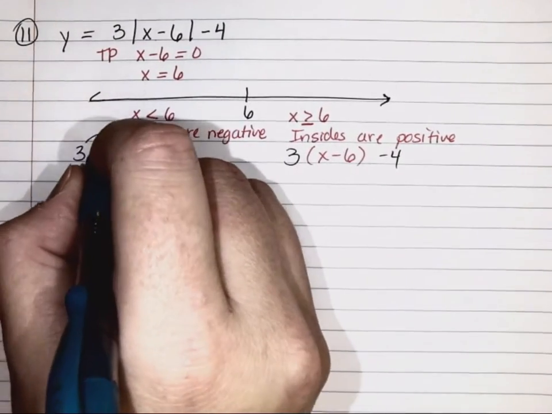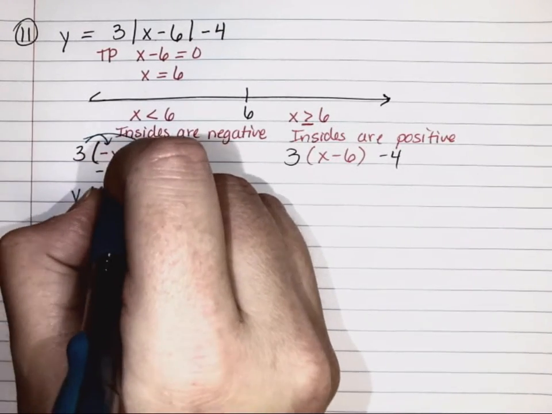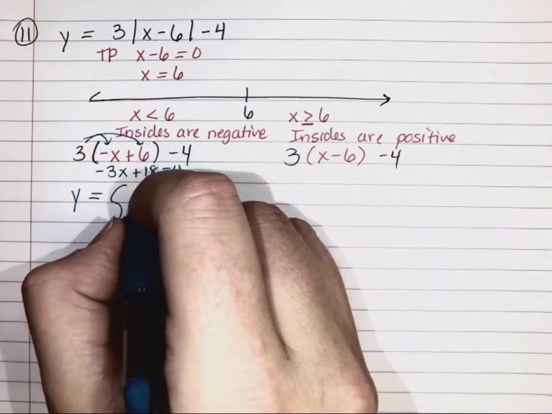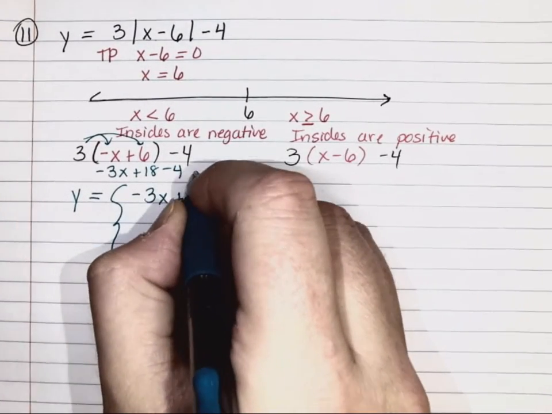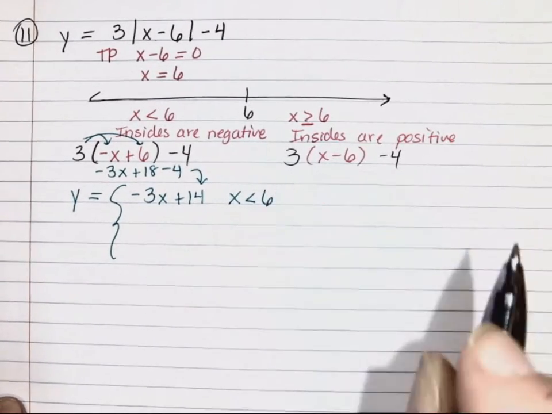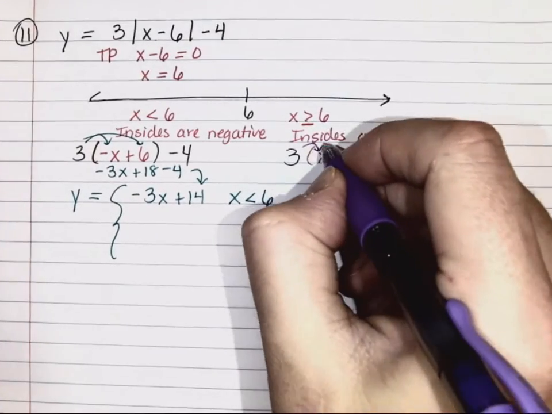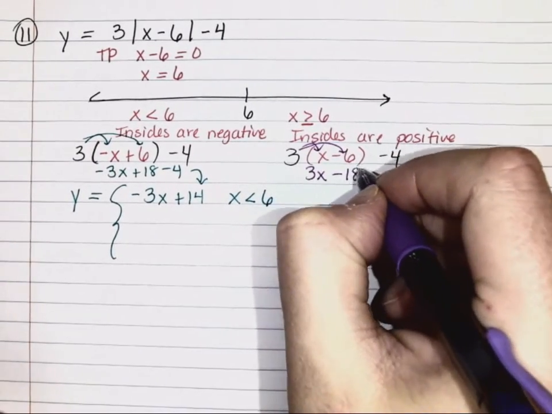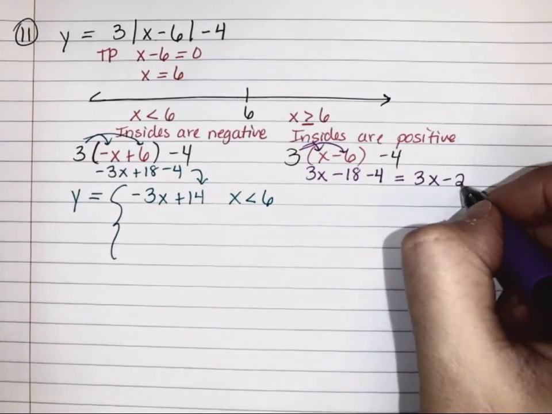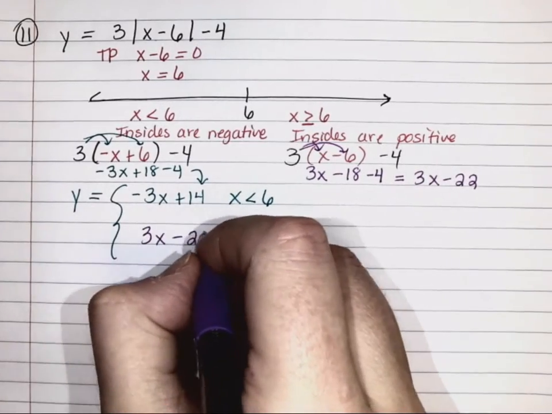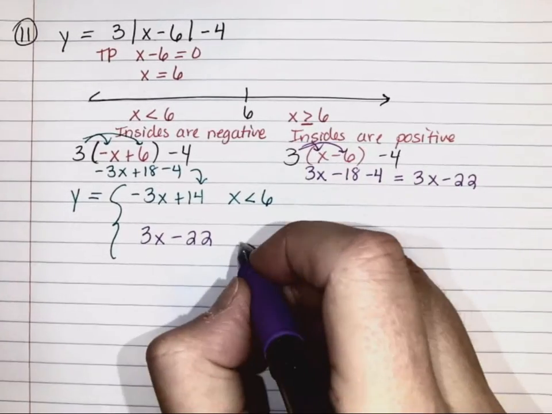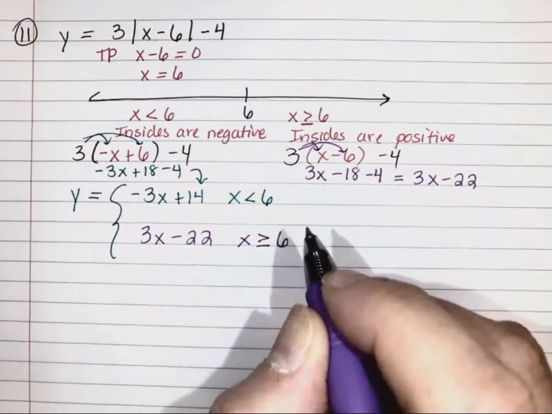Let's go ahead and clean this equation up a little bit. I've got negative 3x plus 18 minus 4. Yes, you need to simplify them. So this is going to be negative 3x plus 14, and that was when x was less than 6. When I distribute 3 to here, I have 3x minus 18 minus 4, and that becomes 3x minus 22. And once again, it doesn't matter, I could write the purple one on top, and it doesn't matter. But that was when x was greater than or equal to 6.